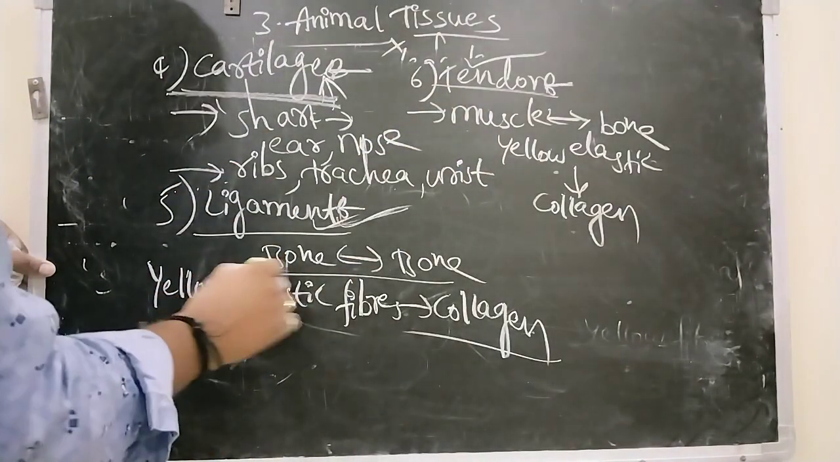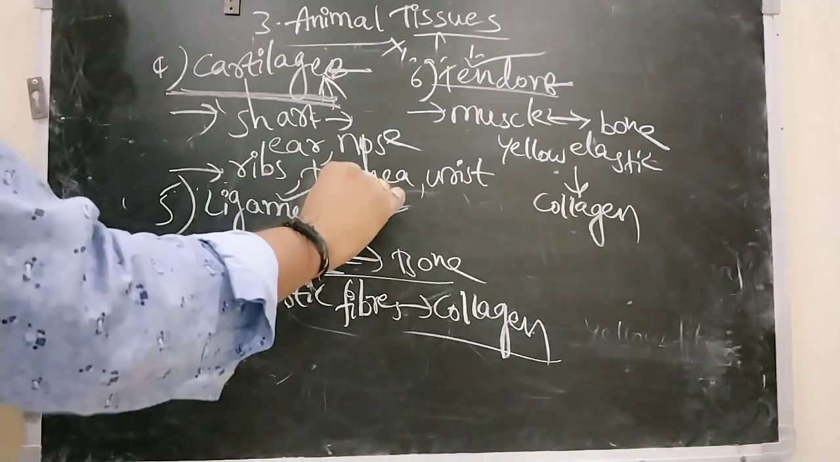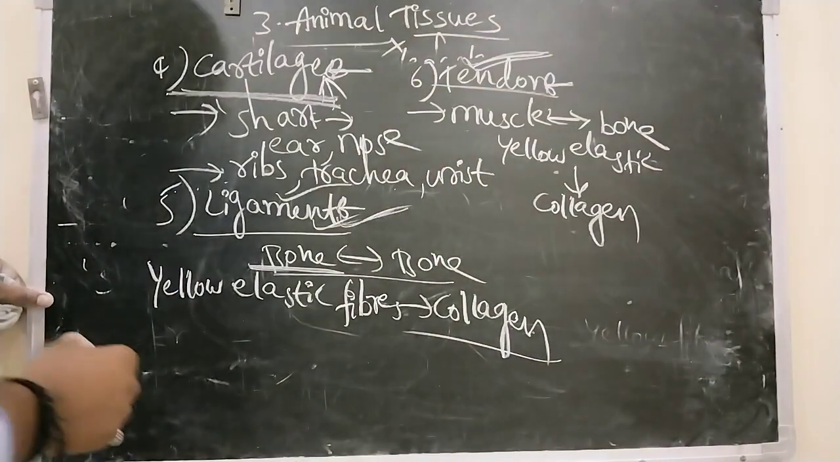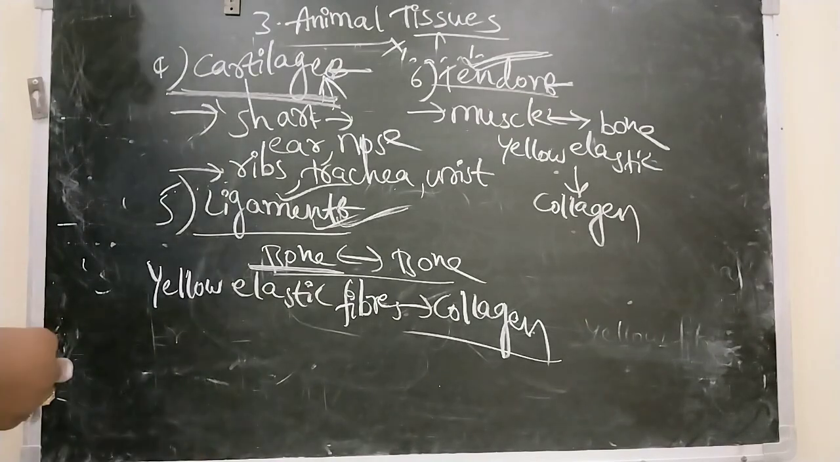Ligament is present where two bones are joined. Where muscle is attached to bone, tendon is present. Okay, we will discuss another topic in the next class.